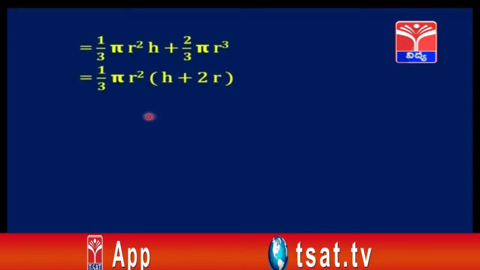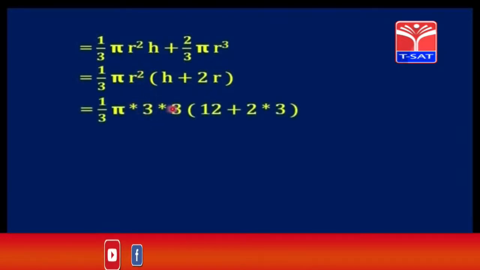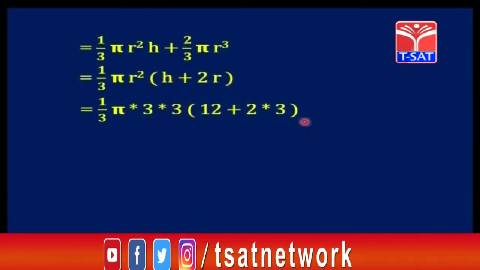Now substitute the variable values. 1 by 3 pi, r value radius 3 into 3, r square means 3 into 3, h is 12, 2 into r means again radius 3.